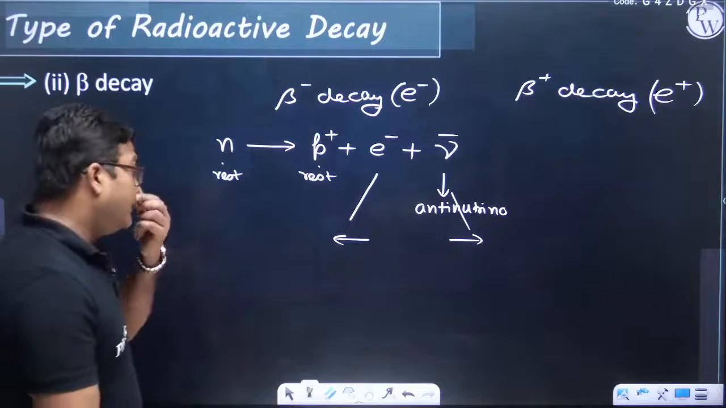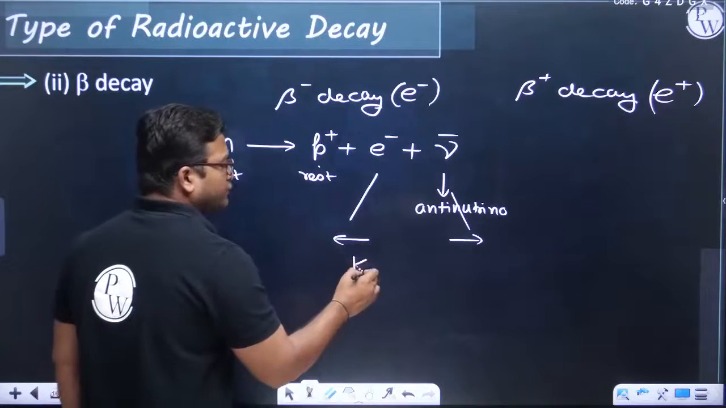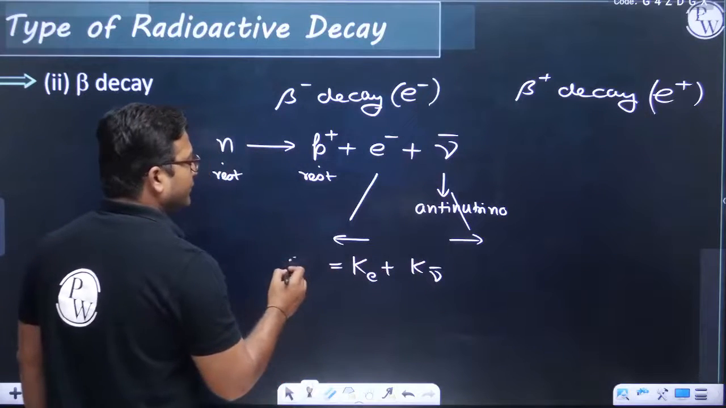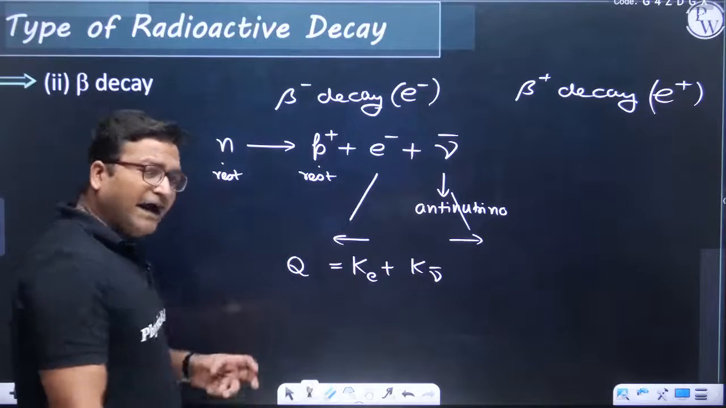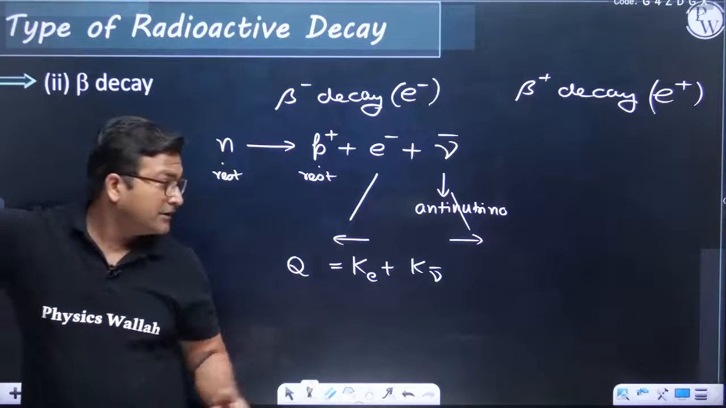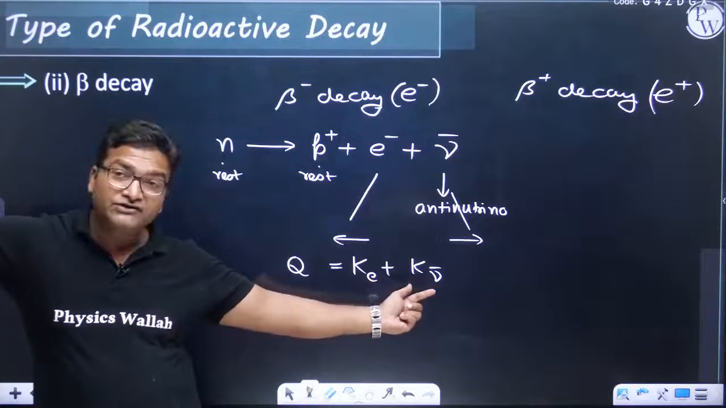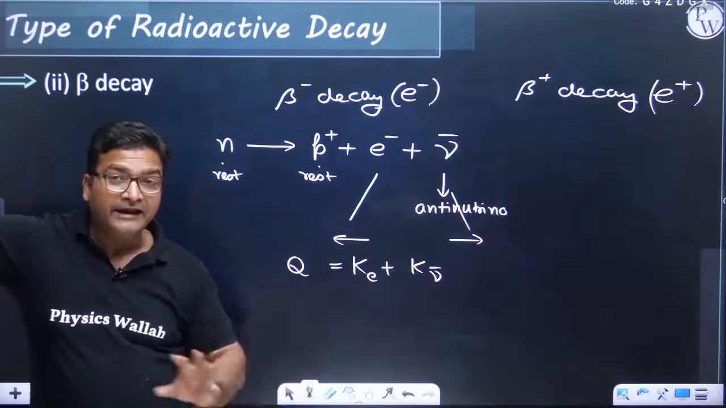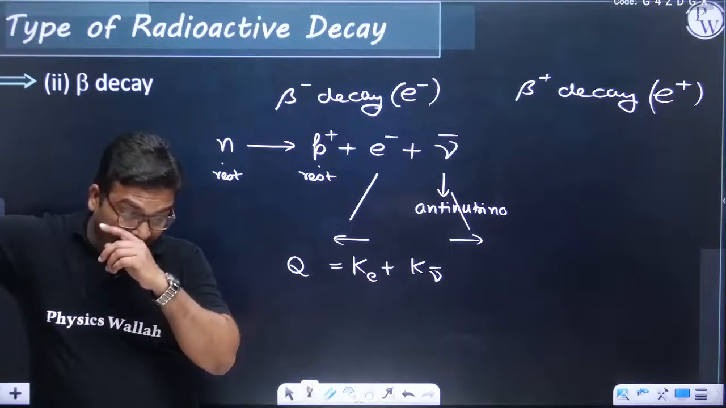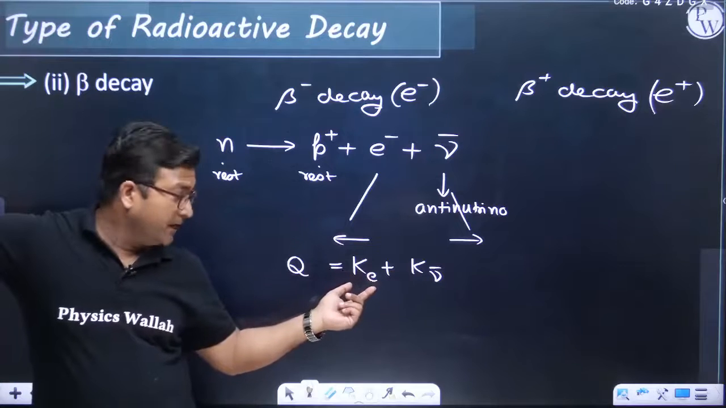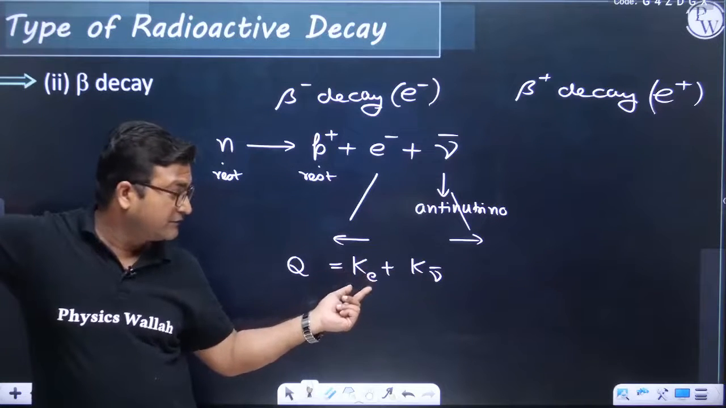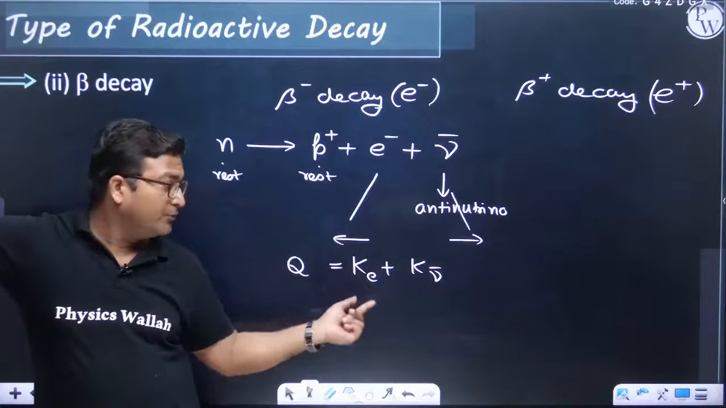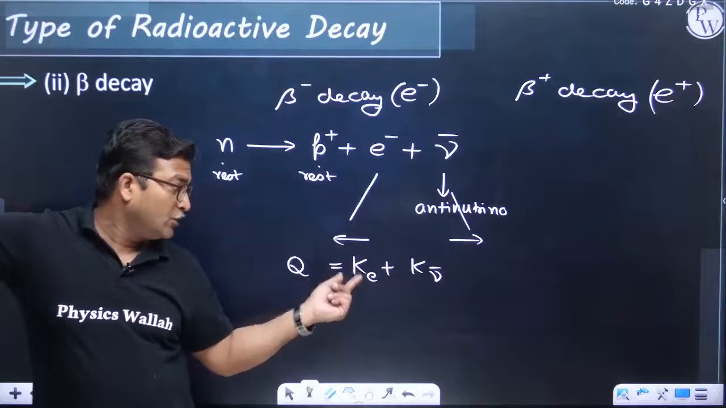And the kinetic energy of the electron plus the kinetic energy of the anti-neutrino is equal to the Q value. But unlike the case of the alpha particle, the ratio of the electron's energy and the antineutrino's energy is not fixed. So they too can take any value. The kinetic energy of the electron may be 0, and if it is 0, the kinetic energy of the neutrino is Q. If this is 0, it is Q. They both can be Q by 2, Q by 2. They both can be Q by 4, 3Q by 4.